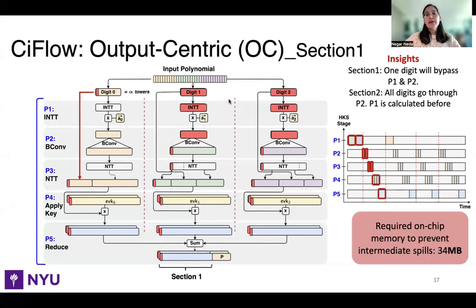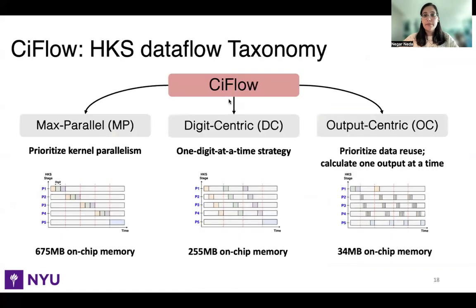Here, if we want to prevent data movement, we only need 34 megabytes of on-chip memory. The reason is that, as I mentioned in P2, we're not extending the size of our input anymore. We're only generating one tower per digit. And then in P5, we have 2 towers per digit that we can easily store on-chip. So output-centric only needs 34 megabytes of on-chip memory. That's 94% less than max parallel.